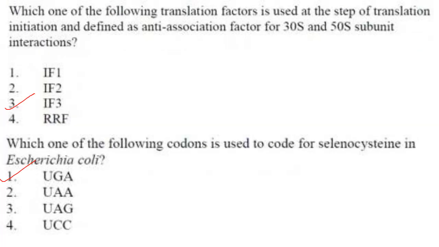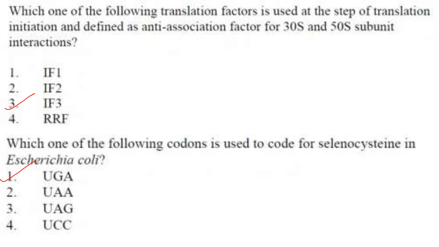Then next one. Which one of the following translation factors is used at the step of translation initiation and defined as anti-association factor for 30S and 50S subunit interaction? So IF3, initiation factor 3, it prevents 30S and 50S subunits from combining prematurely. So the answer here is option 3.